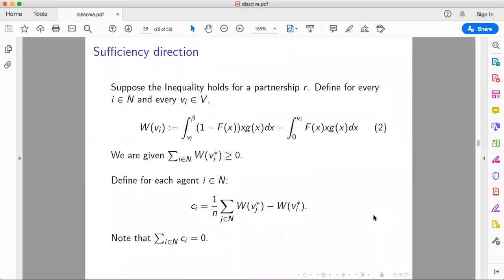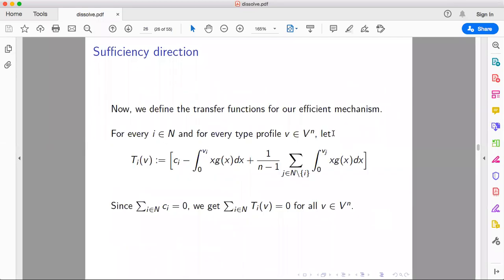Obviously, the allocation rule has to be efficient, because we want to dissolve this partnership efficiently. So the allocation rule is efficient.